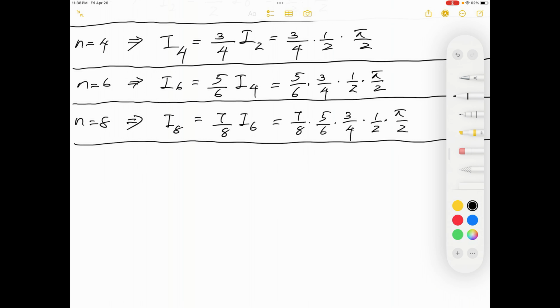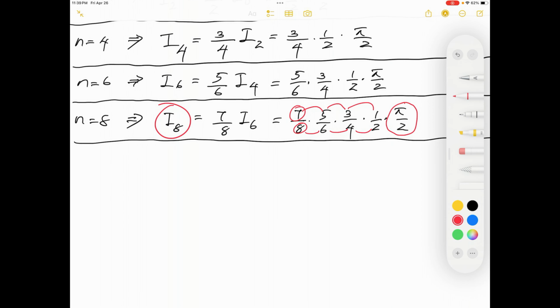Alright, now quite easily the human mind can understand the sequence. If you look at I sub 8, we have 8 in the denominator right here and 8 minus 1, 7, on the numerator. And then if you look at the numerator, 7 minus 2 is a 5, 5 minus 2 is a 3, 3 minus 2 is a 1. If you look at the denominator, we have 8 minus 2 equals 6, 6 minus 2 equals 4, 4 minus 2 equals 2, and we have all of that multiplied by pi over 2.